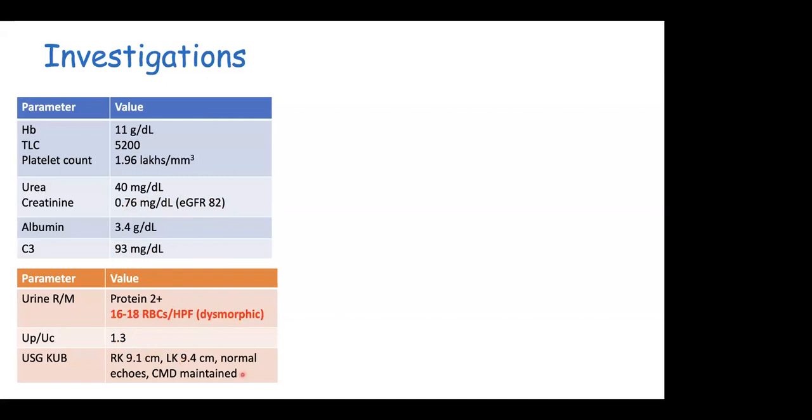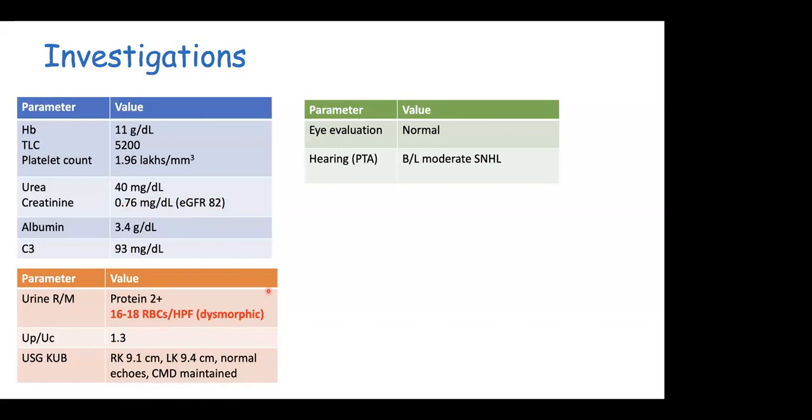Kidney sizes are normal. The normal echogenicity and corticomedullary differentiation is well maintained. Now you realize that the child has microscopic hematuria currently. There have been episodes of gross hematuria following URI in the past, and the child also has on and off edema. So now it is important that you ask a proper family history and do a good pedigree.